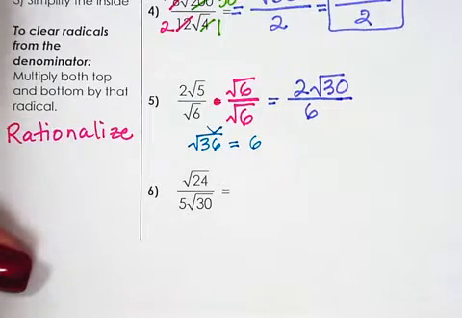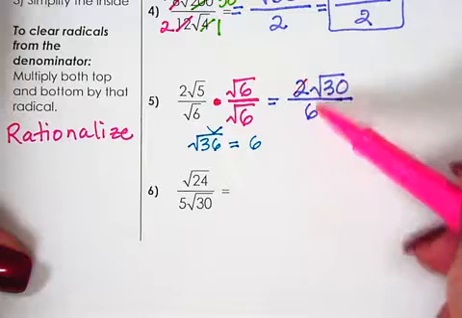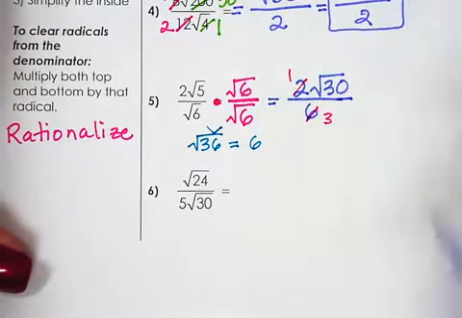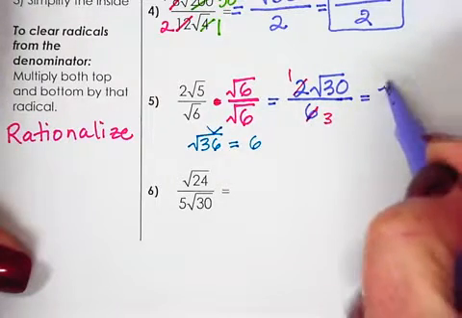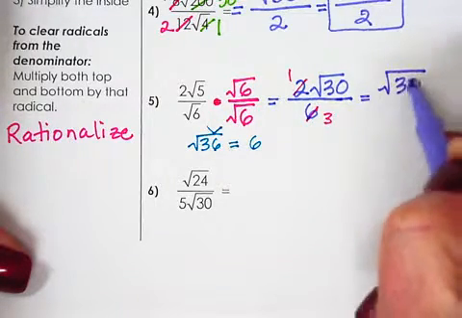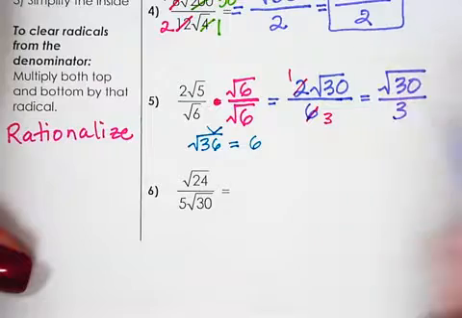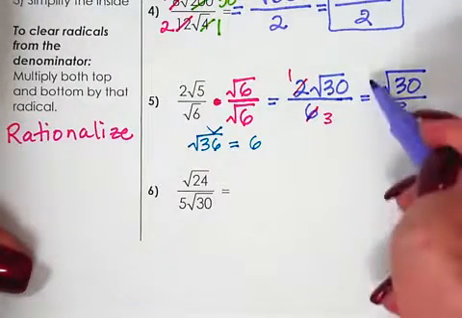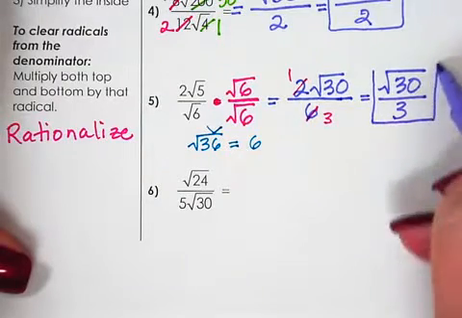And the last thing I could possibly do here is reduce the 2 and the 6 and make them 1 and 3. So my final answer is the square root of 30 all over 3. And you cannot cancel those because 30 is on the inside and 3 is not inside a radical, it's on the outside.